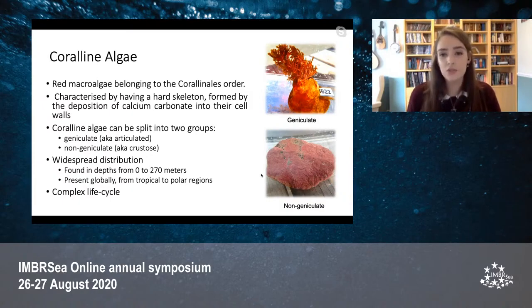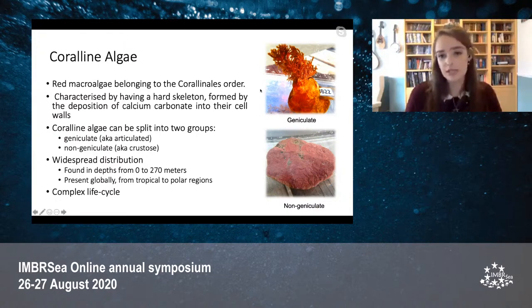They can be split into two groups based on growth form, and these are genicular, also known as articulated, and non-genicular, also known as crustose. I think it helps to think of them by their alternate names because it gives a bit more of an indication about what the algae look like. So the articulated algae, which you can see in the top picture, have flexible branching fronds, which are made up of calcified segments separated by uncalcified regions, whereas crustose coralline algae, seen in the bottom picture, are fully calcified, and they can grow as a crust over other substrates or as free-living organisms.